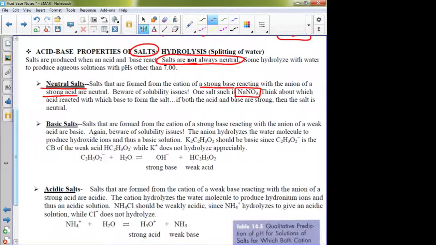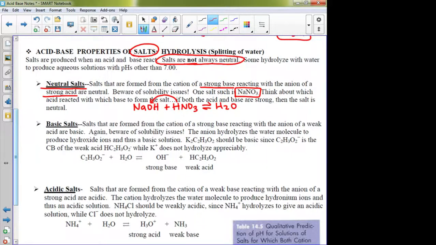Let's talk about this. The Na came from the base. How do I know that it came with the base? It was probably bonded to hydroxide. So the Na came from NaOH. Where did the NO3 come from? HNO3. So when those reacted together, what I got was water.